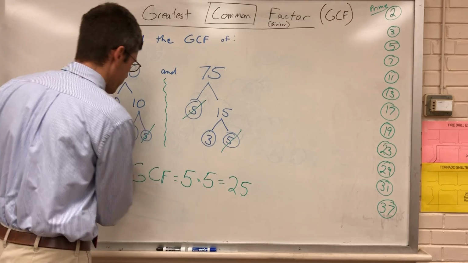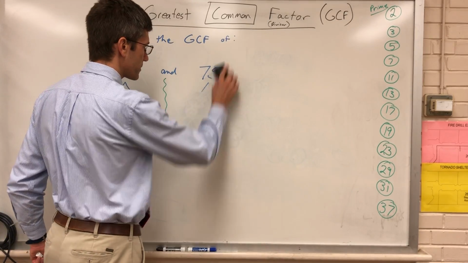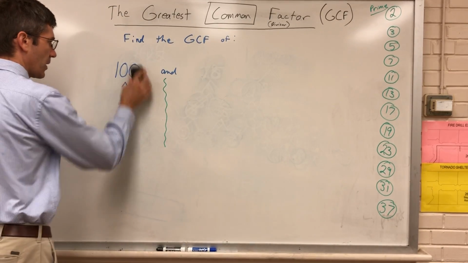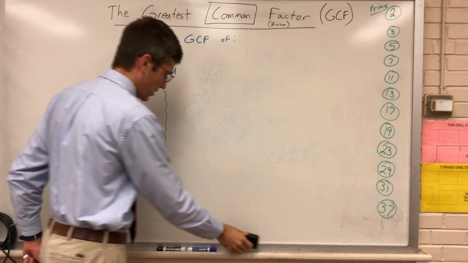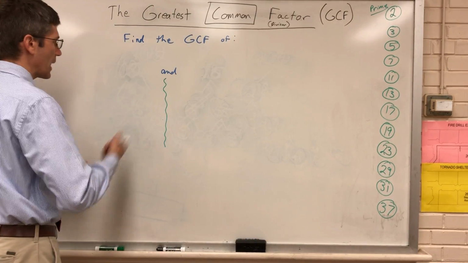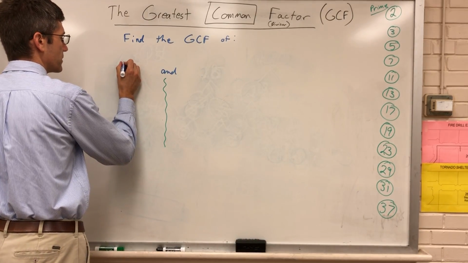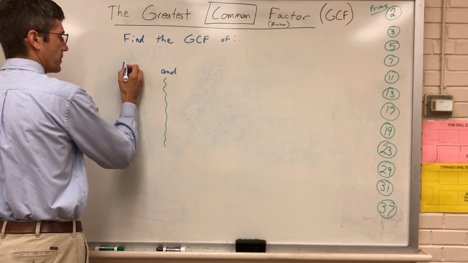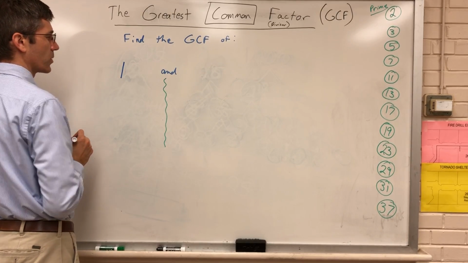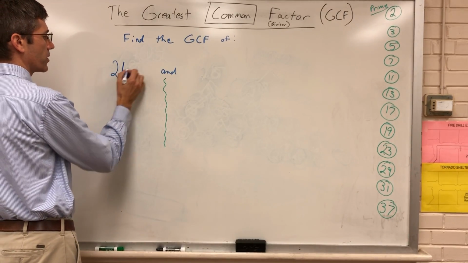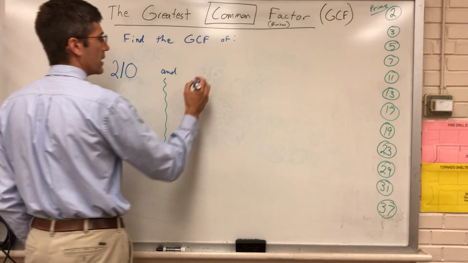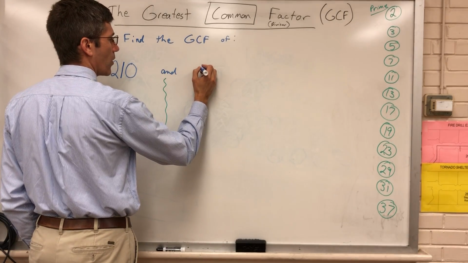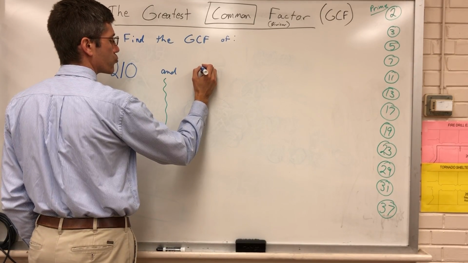Let's do a couple more. I'm going to end on a really strange one. So let's do one like this. What should I do? Put a 1 here. Let's make it interesting. Let's go 210. And let's go 49.